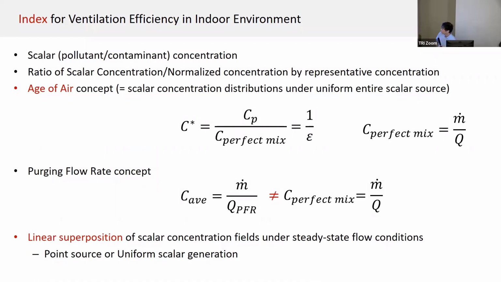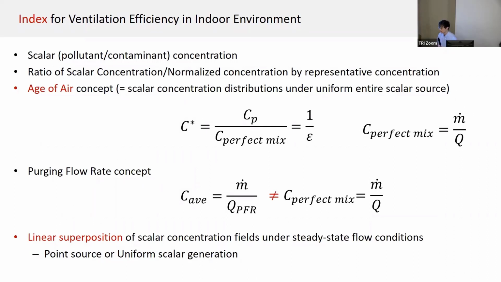This means scalar concentration distributions and a uniform scalar source. By using this age of air concept, we can discuss the fresh air delivery efficiency from the supply inlet to a certain point. And I would like to emphasize here that by using the scalar emission rate and ventilation rate, we can calculate the perfect mixing concentration.